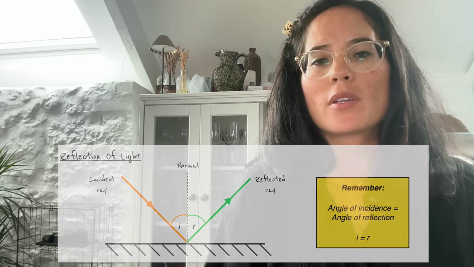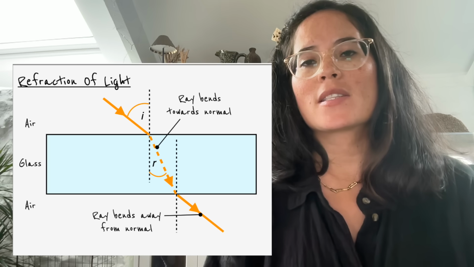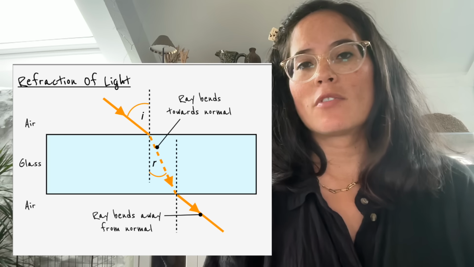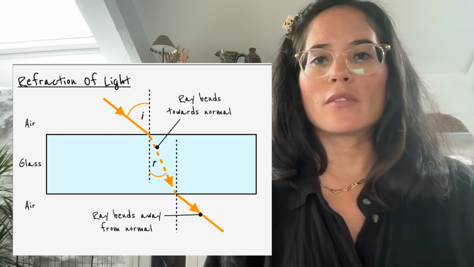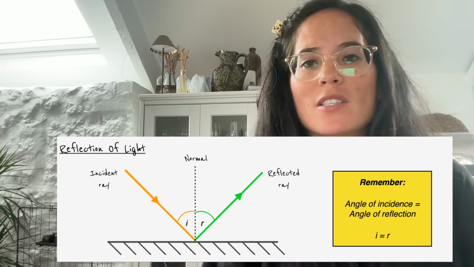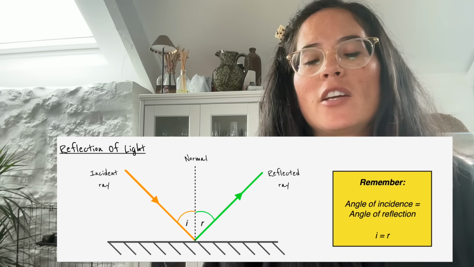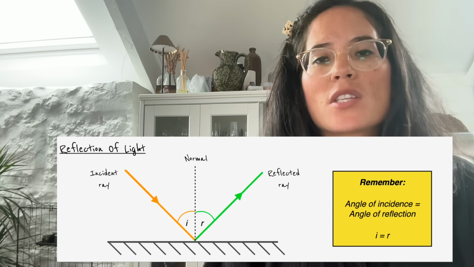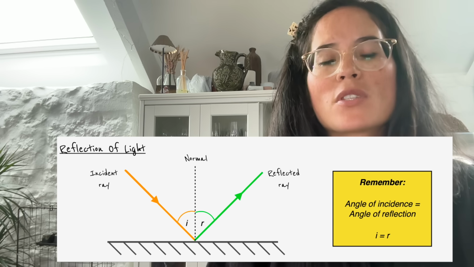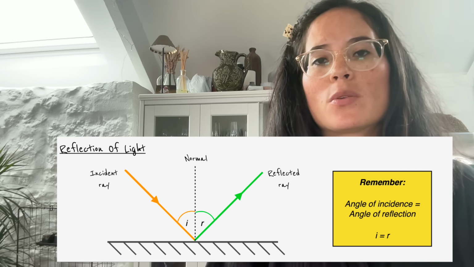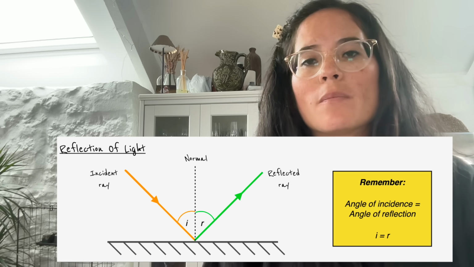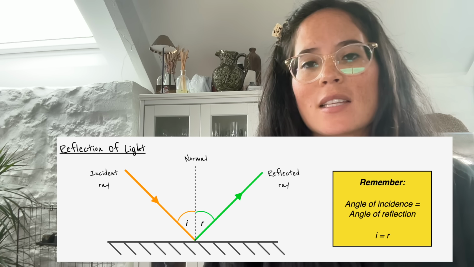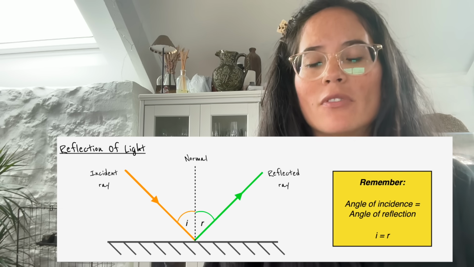If we use our glass block as an example, the light ray which hits the glass block is known as the incident ray, and the angle between the incident ray and the normal line is known as the angle of incidence. It's also possible to draw a normal line on a plane mirror. A plane mirror is simply a flat mirror. In this case, the light ray hits the plane mirror and then it bounces off. We call this bouncing ray the reflected ray, and the angle between the normal and the reflected ray is known as the angle of reflection. Now, the law of reflection states that the angle of incidence equals the angle of reflection.